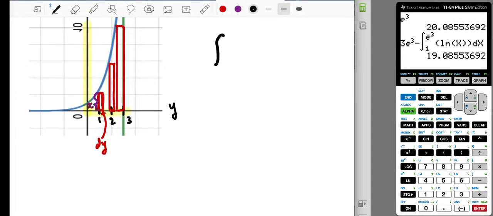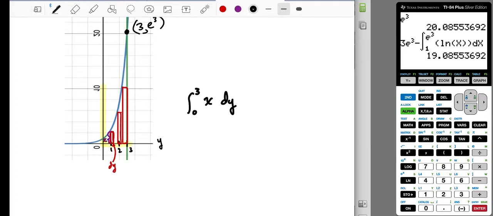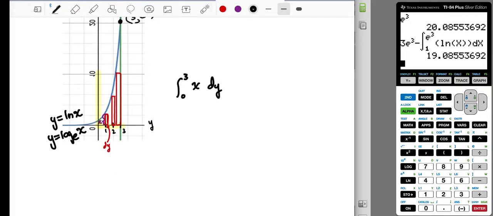So bounded by 0 and 3 on the y-axis, we're looking for x dy. And x, well, we have an equation y equals ln of x. Well, I need an x equation. So y is equal to log base e of x. Natural log is the same as log base e, which means that x, if you convert it into exponential form, is going to be e to the y. So over the interval of 0 to 3, we have e to the y dy.